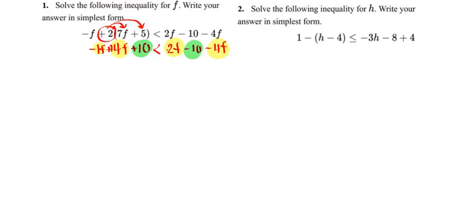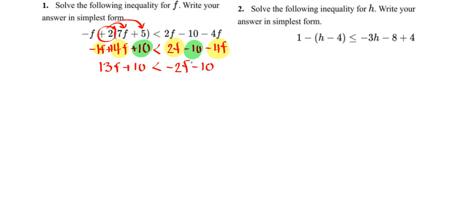So again, just want to give you a bit of advice. When you're combining like terms, you're grouping everything that's on the left that's the same and everything on the right. So on the left, negative 1f and 14f, that's going to simplify to 13f plus 10, and we still have the less than symbol. 2f and negative 4f will combine to give us negative 2f minus 10.